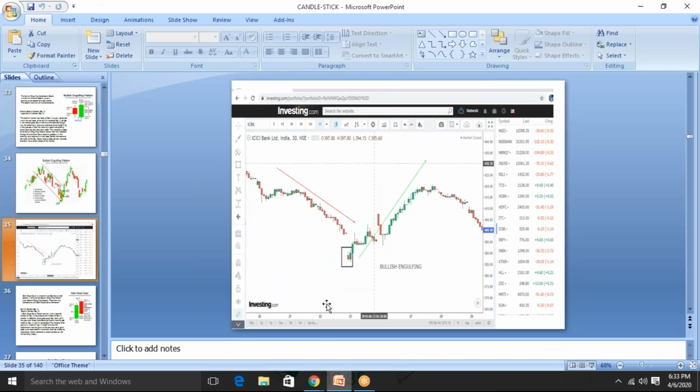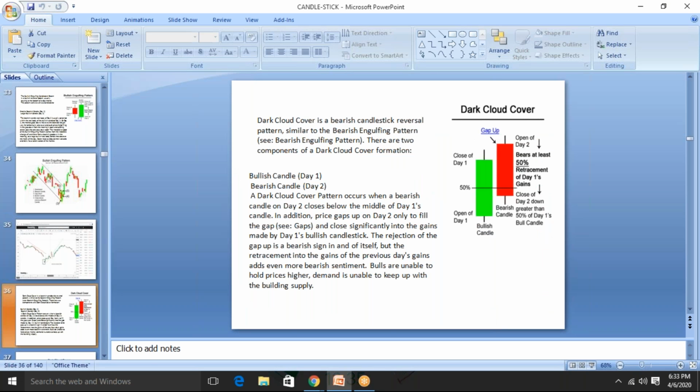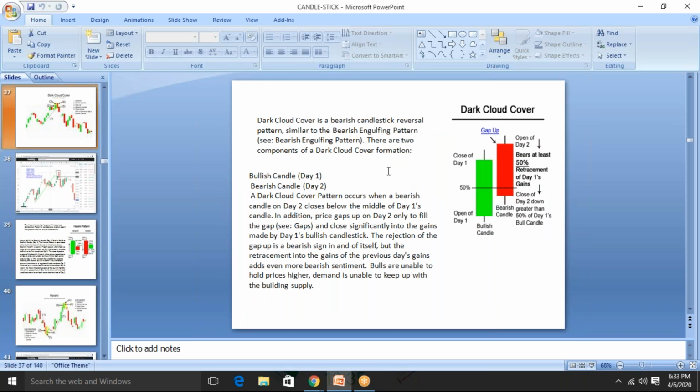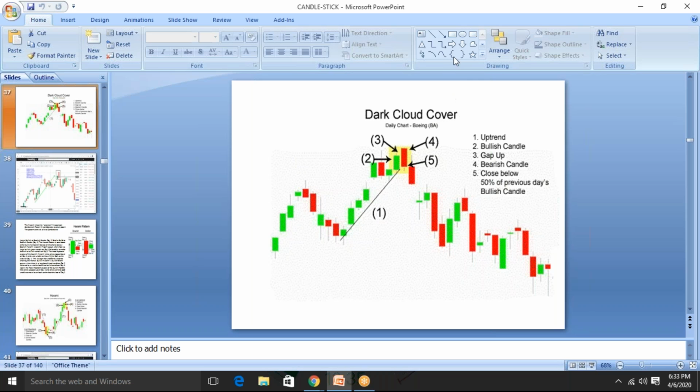So now move to the next topic. We will discuss each example. This is dark cloud cover. So what is dark cloud cover? See, in dark cloud cover, there should be an uptrend in the market. First condition, there should be an uptrend in the market.